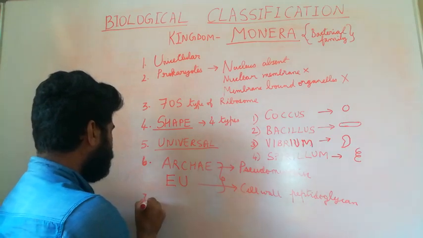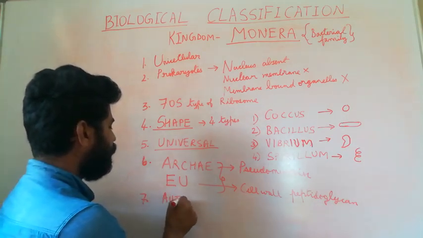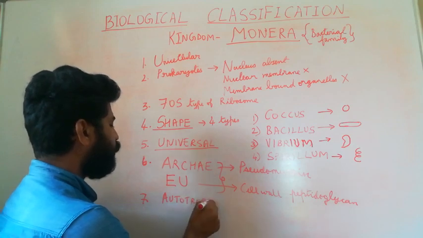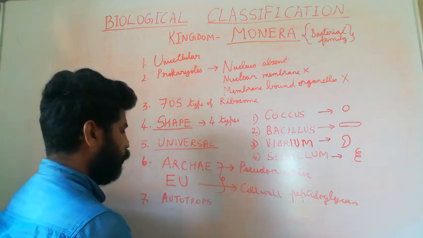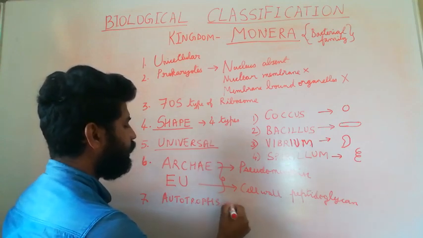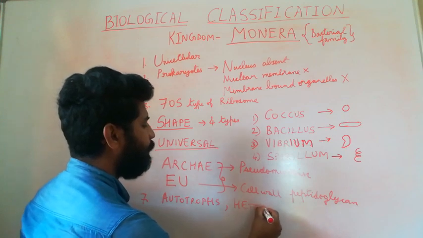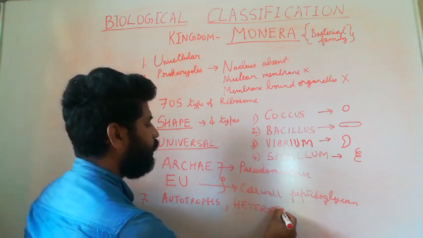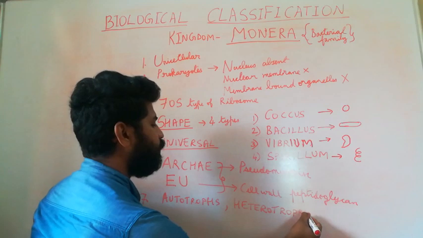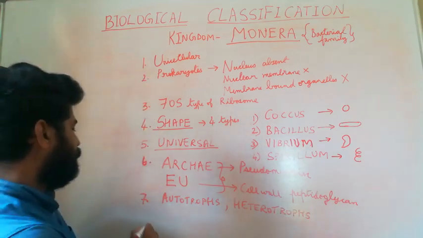And the mode of nutrition: bacteria are autotrophs, they can prepare their own food. Also, they are heterotrophs, they are dependent on other organisms for their food. So, both autotrophs and heterotrophs are seen.